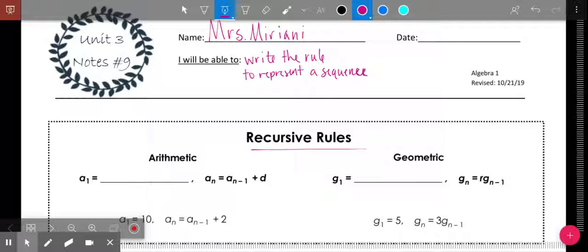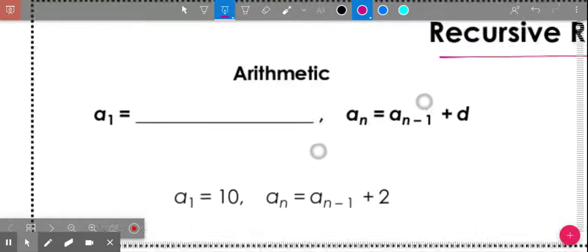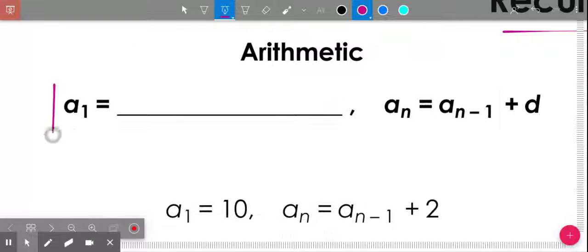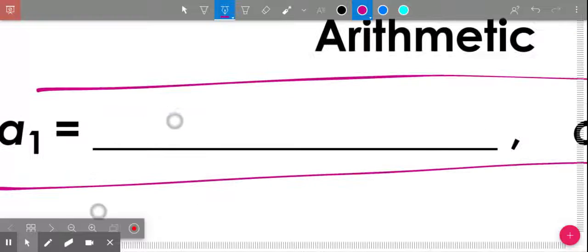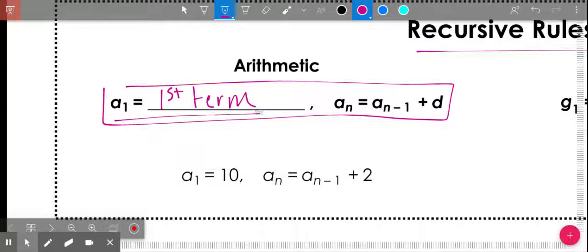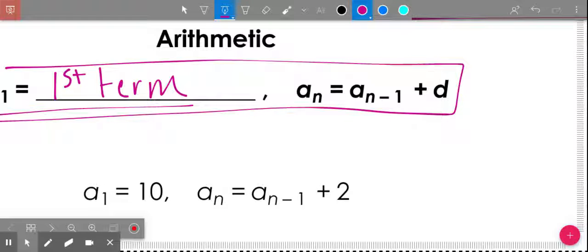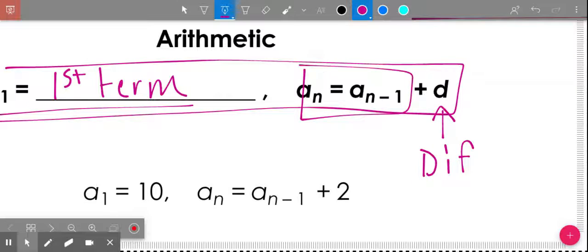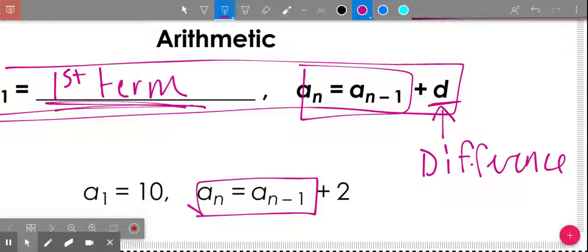Okay, so looking at our recursive rules first, just a brief reminder, for our arithmetic sequences, this is what our rule looks like. A sub 1 represents the first term. So that's where we put our first number. And then we have a sub n equals a sub n minus 1 plus our common difference. So this part of the rule never changes. It's just this and this right here that change. So whenever we write our rules today, none of this is going to change. It's just these two numbers that we switch out.